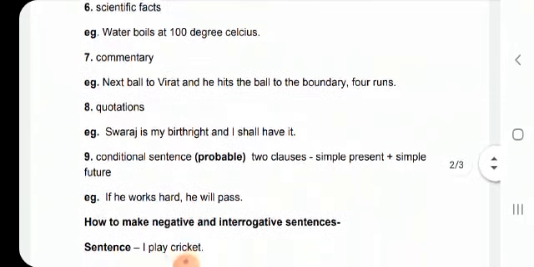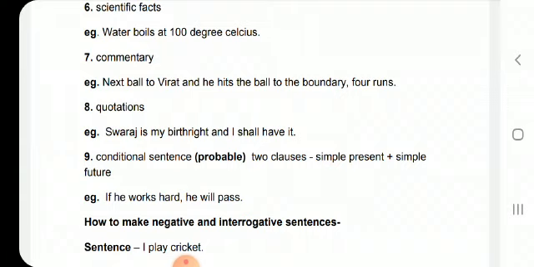Now point number 8, quotations. Quotation means the exact words of the speaker. For example, Swaraj is my birthright and I shall have it. Do you know this quotation was told by whom? It was told by Bal Gangadhar Tilak.